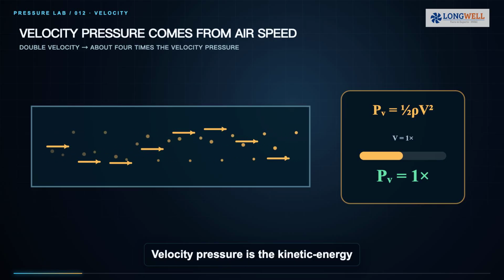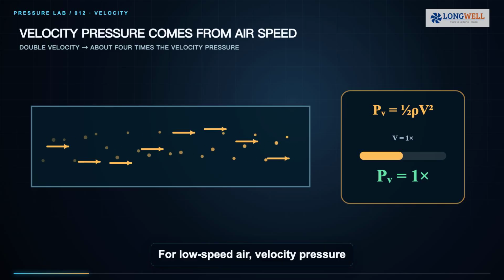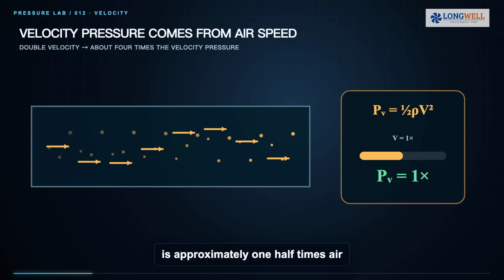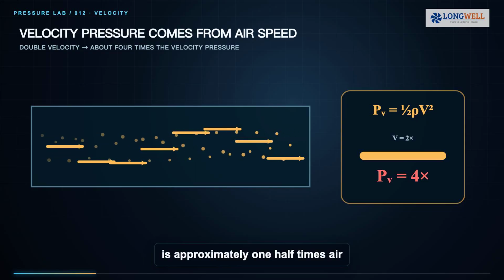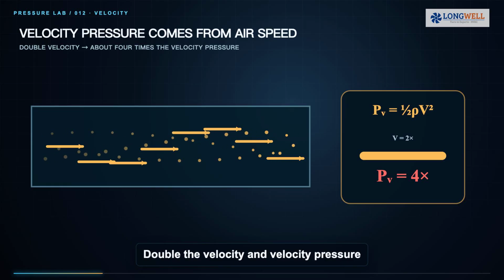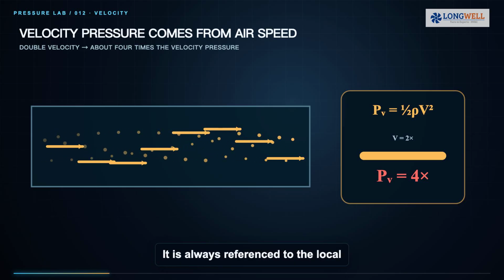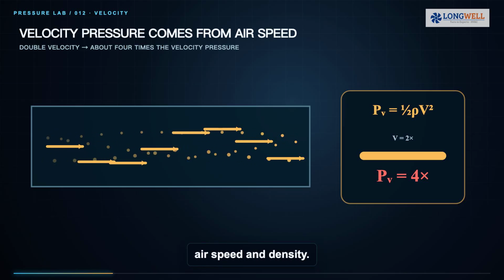Velocity pressure is the kinetic energy component created by airspeed. For low-speed air, velocity pressure is approximately 1/2 times air density times velocity squared. Double the velocity and velocity pressure becomes about 4 times larger. It is always referenced to the local airspeed and density.